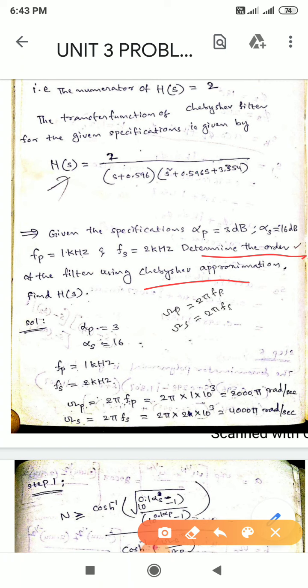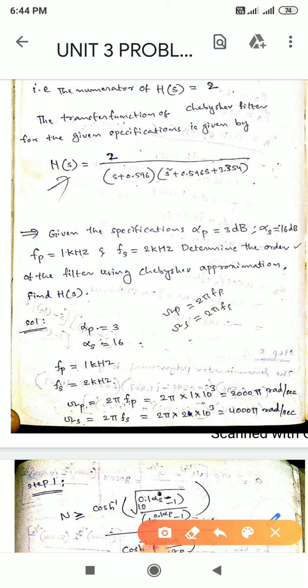Here from the given specifications, the pass band attenuation alpha p is given, that is 3 decibels, and alpha s is also given, 16 decibels. The pass band frequency fp in hertz is given, and the stop band frequency is also given. From these frequencies we are calculating the pass band frequency omega p and omega s.